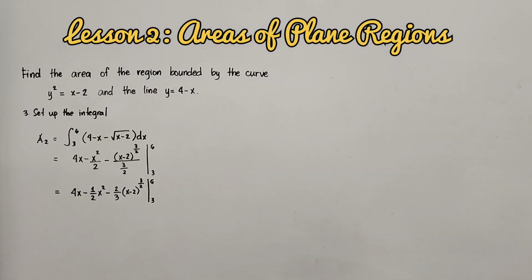So for our second area, this is the integral of the upper function 4 minus x minus the lower function square root of x minus 2 dx from 3 to 6. Applying the anti-differentiation rule, we have 4x minus x squared over 2 minus (x minus 2) power 3 over 2 over 3 over 2 from 3 to 6. Or simply, this is equal to 4x minus 1 half x squared minus 2/3 times (x minus 2) power 3 over 2 from 3 to 6.